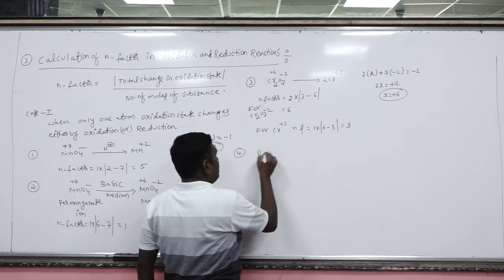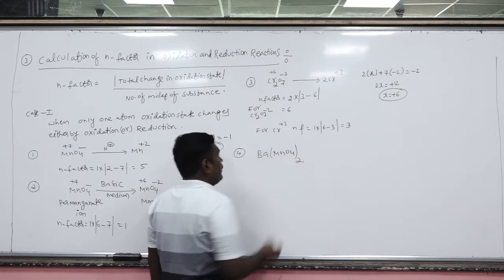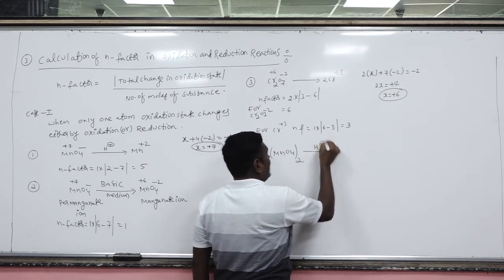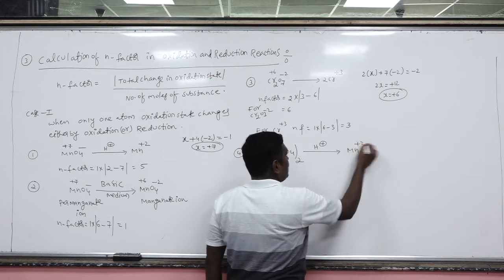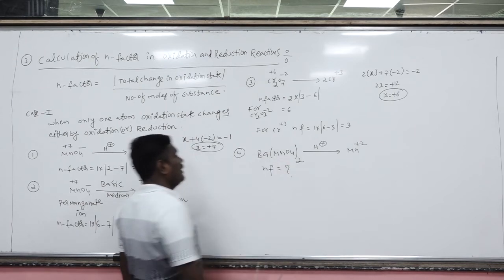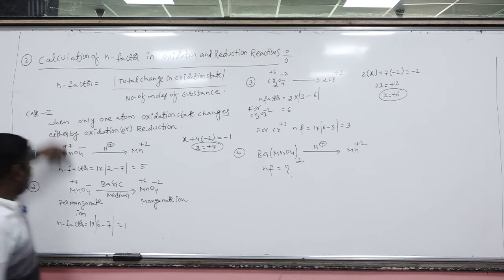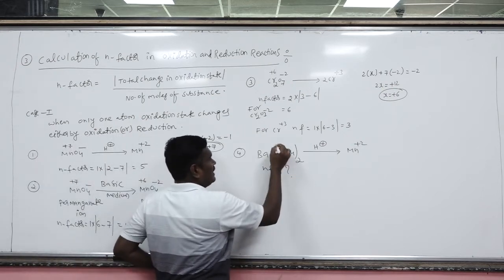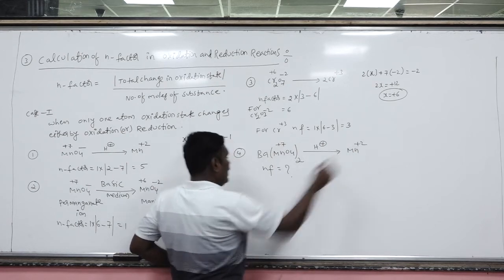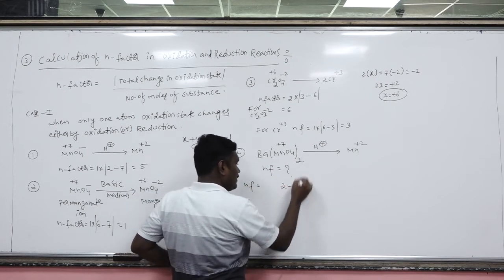Next, one more example. Let's suppose barium permanganate is there. In acidic medium, let's suppose it is reduced to Mn+2. Find the N factor. Now here, similarly to the first example, what is the oxidation state of manganese in the permanganate species? This is +7. It will be reduced to what? +2. Okay. Now what is the N factor here?